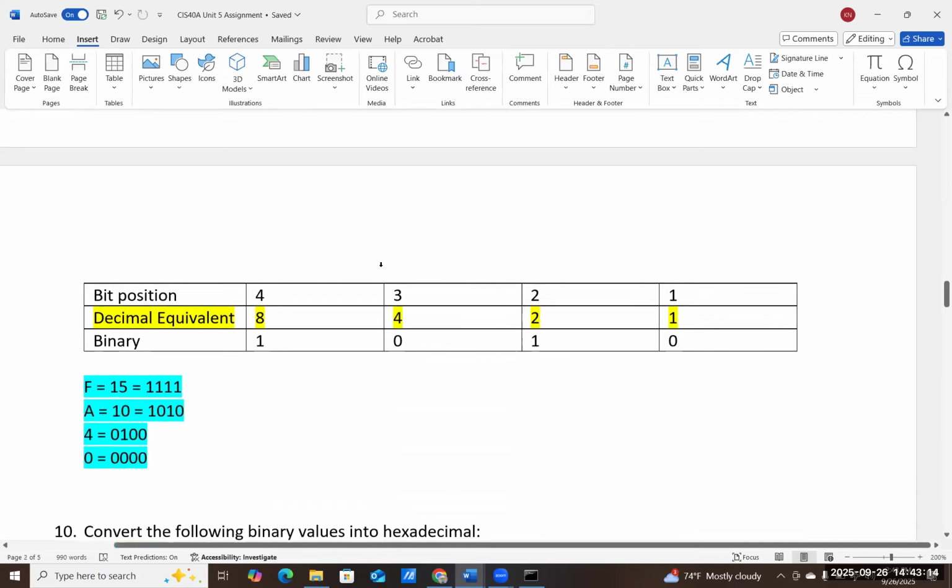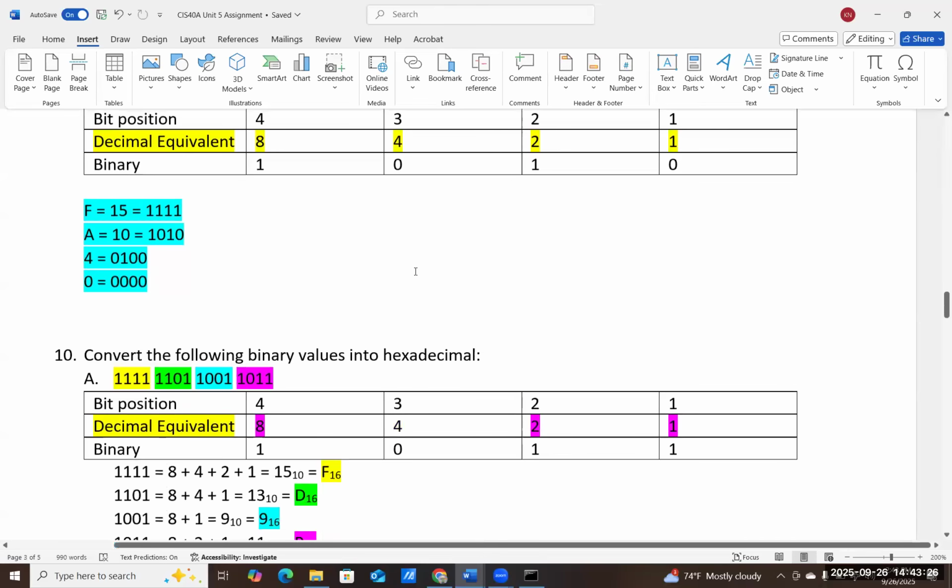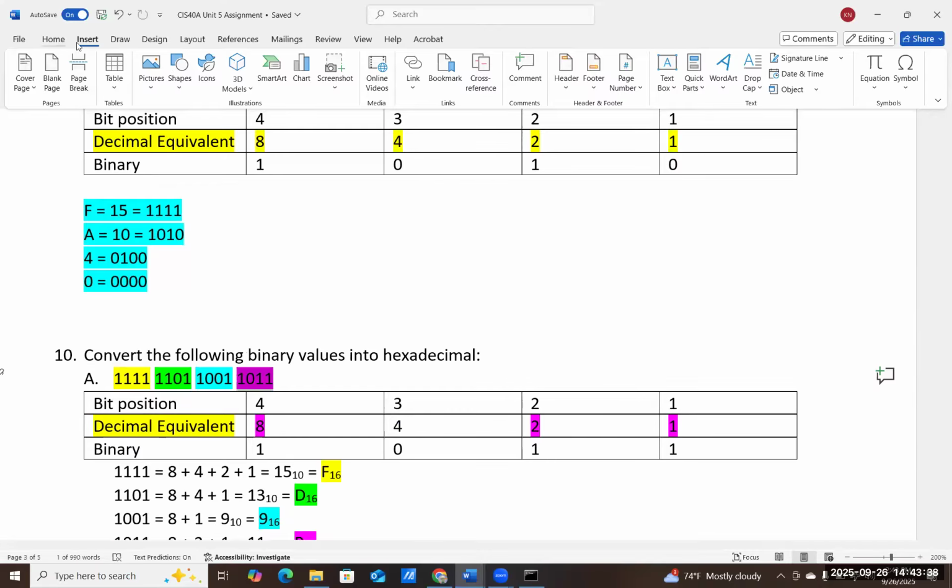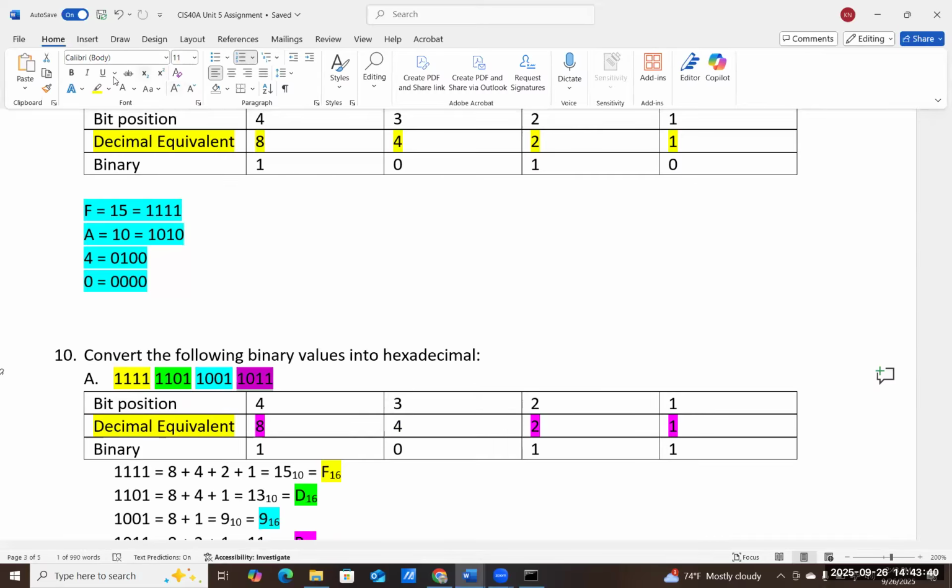Okay, so now we need to do the reverse. We're going to place the binary onto the table like what we did with the decimal. But now we have to look at the hexadecimal, right? So for number 10, you're given this binary value. The way that I write it, I like to chunk it up into 4 bits because that way I can distinguish from one hex character to the next.